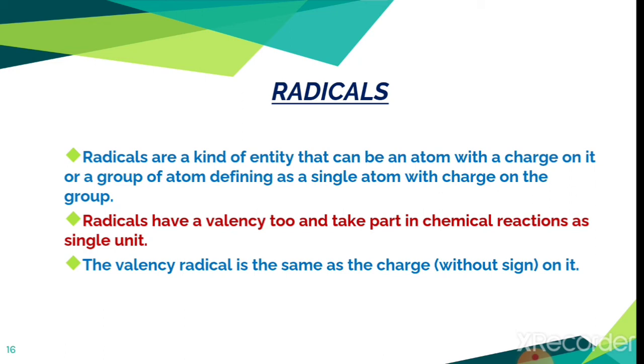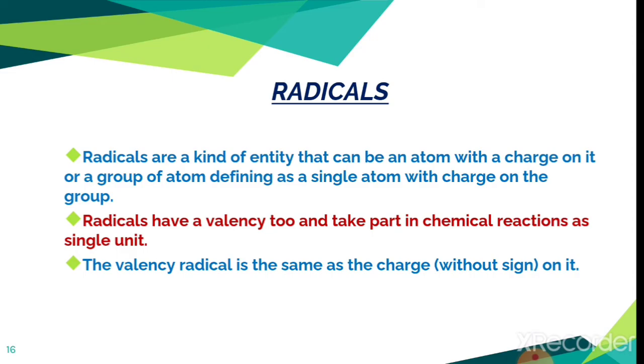Actually, the definition of a compound is a group of atoms of the same or different elements combined chemically that behave as a single unit. Then what is the difference between a compound and a radical? Well, in a radical we can see that there is a positive or negative charge on the radical, but a compound is neutral, there is no positive or negative charge.